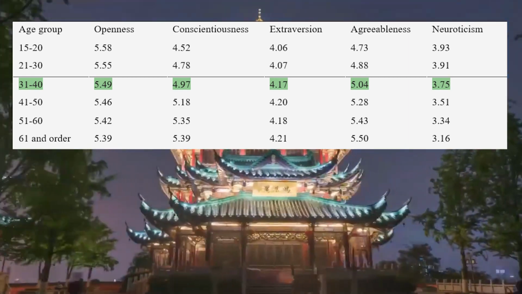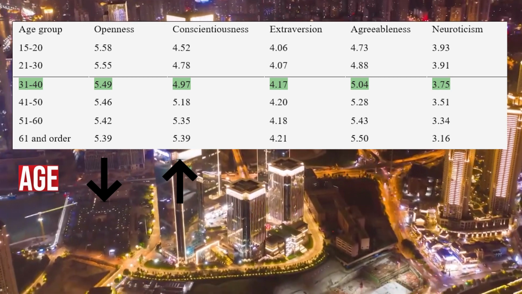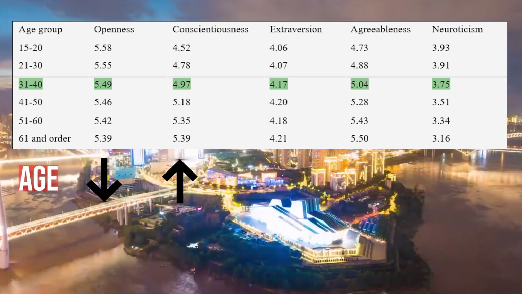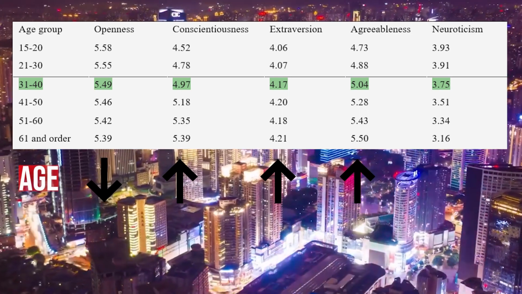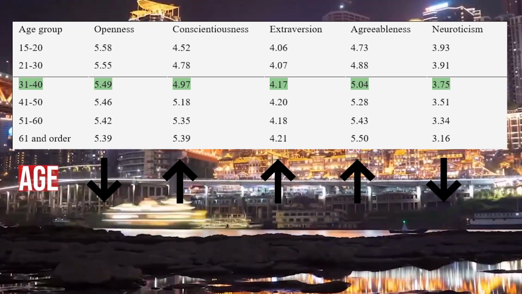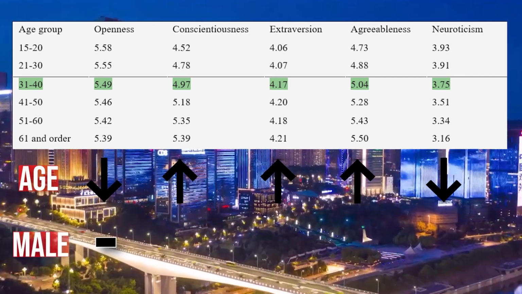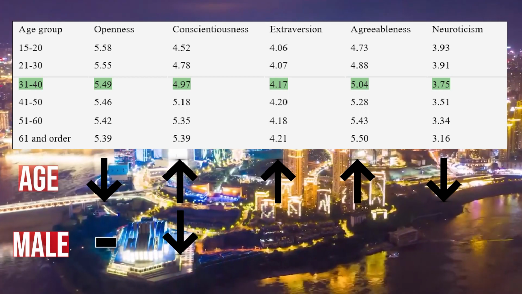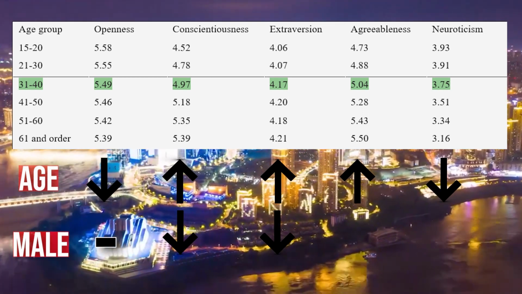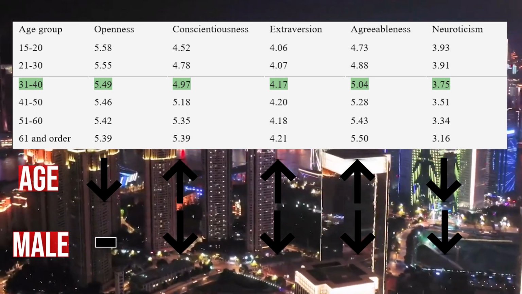In this table, you can see that openness decreased over age, conscientiousness increased with age, extroversion increased with age, agreeableness increased with age, and neuroticism decreased with age. And if you're male, your norm on openness is almost the same as female. Conscientiousness will be lower, extroversion is normally lower, agreeableness and neuroticism will all be a bit lower.